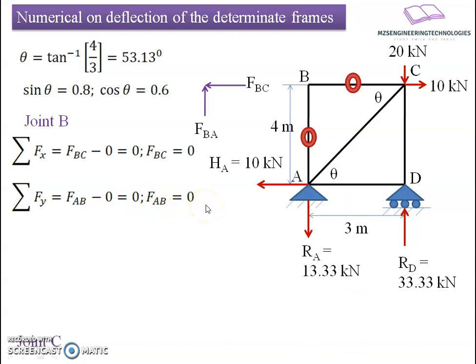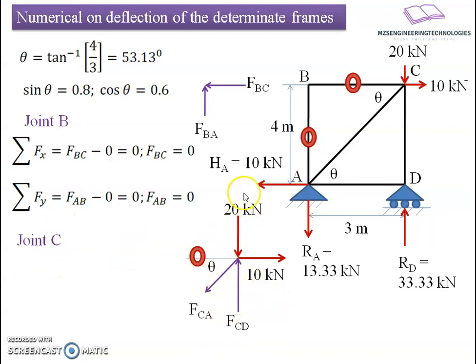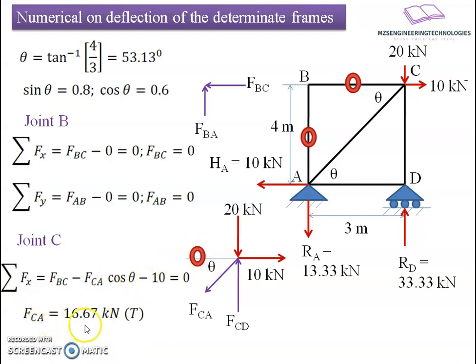Now I will move to joint C. At joint C, if I prepare the free body diagram, there are four forces here. 20 kilonewton applied force going downward, and 10 kilonewton applied force moving towards the right-hand side. To have equilibrium in the forces, I am considering the assumed directions here. FCD is going to be compressive in nature and FCA is going to be tensile in nature. After this, I will apply the static equilibrium equations for this system. So summation of force in the x direction yields FBC minus FCA cos theta minus 10. FCA will have a cos component with the horizontal here. FBC is 0, and from this relation we get FCA equals 16.67.